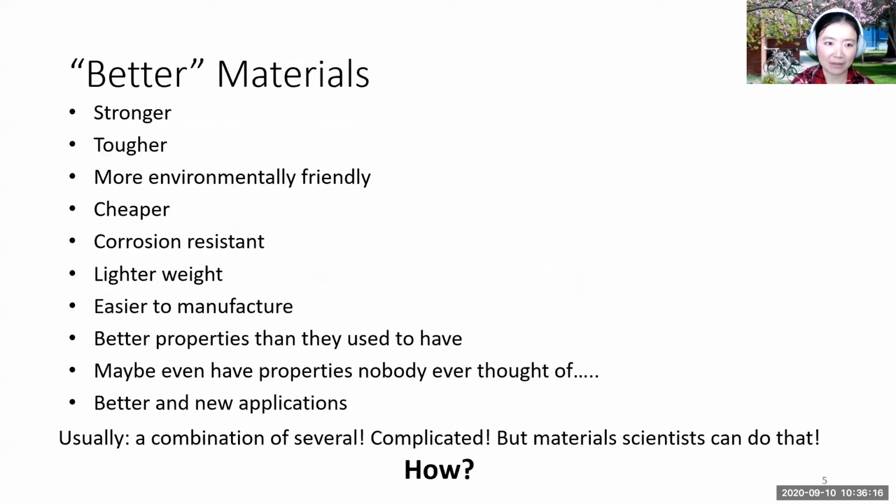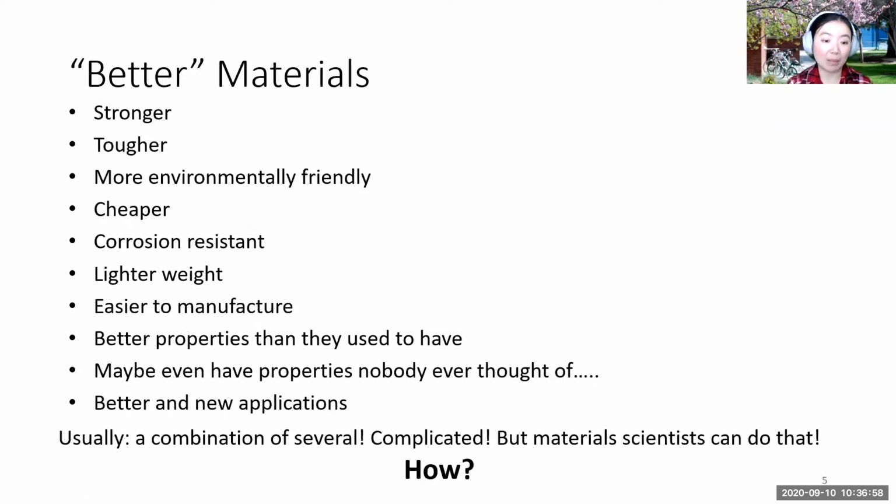So what does it mean, better? We want the material to be stronger, tougher, more environmentally friendly, cheaper, corrosion resistant, also lightweight, and easier to manufacture, and to have better properties than it used to have. For example, you want your cell phone to run faster, you want your computer to run faster and handle more data. The basic solution is that you have to have a better material, which can provide better performance or better properties to meet your requirements.